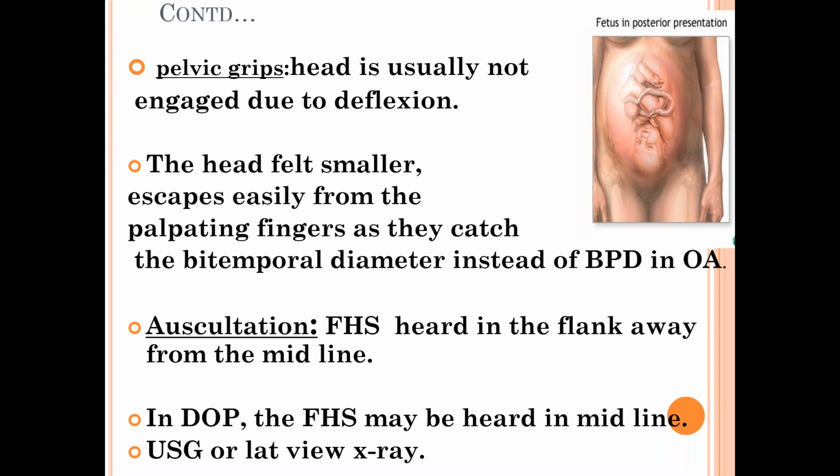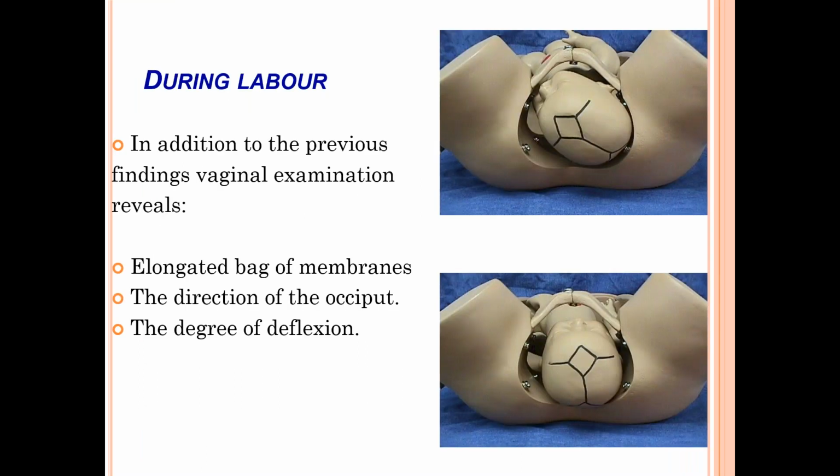In the direct occipital posterior position, direct means that, I'll tell you what happens when the baby is in the occipital posterior position. It can rotate 1/8 of the circle and become directly posterior, a direct occipital posterior. At that time, the FHS may be heard in the midline. So we can diagnose it clinically only, or we can take help from the USG, which is usually done.